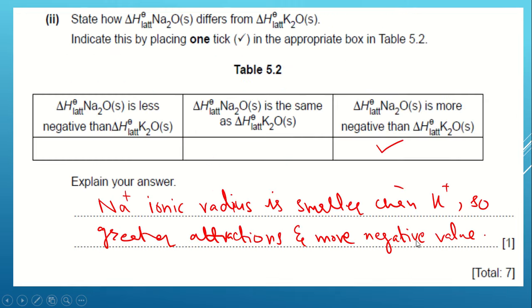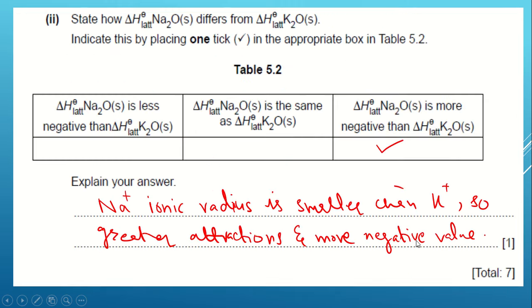So in the second part, they are saying state how delta H standard lattice of sodium oxide differs from potassium oxide, right? So you are supposed to compare lattice enthalpies of sodium oxide and potassium oxide, and they are saying indicate this by placing one tick in the appropriate box in table 5.2, right? So I have put a tick in the third column, and the heading over this column is: delta H standard lattice of sodium oxide is more negative than delta H standard lattice of potassium oxide.